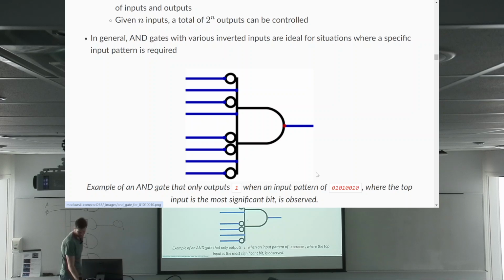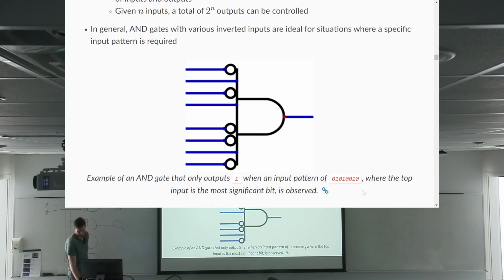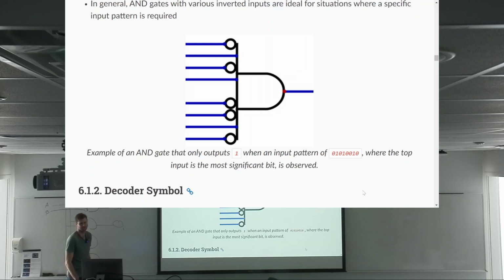Did I say that right? 0, 1, 0, 1, 0, 0, 1. Yeah, perfect. Cool. Isn't it also nice that it's like the 0, right? Like it's a little circle for a 0, right? Yeah.